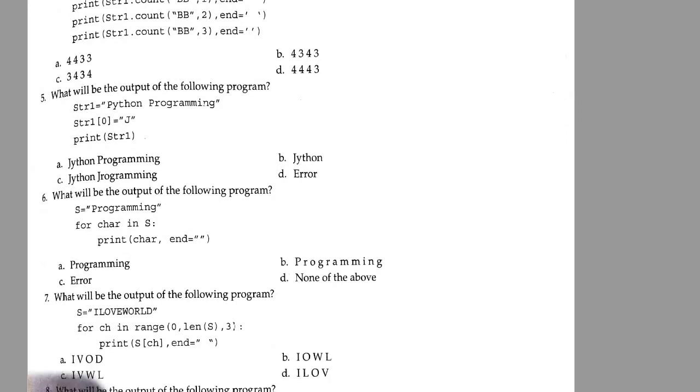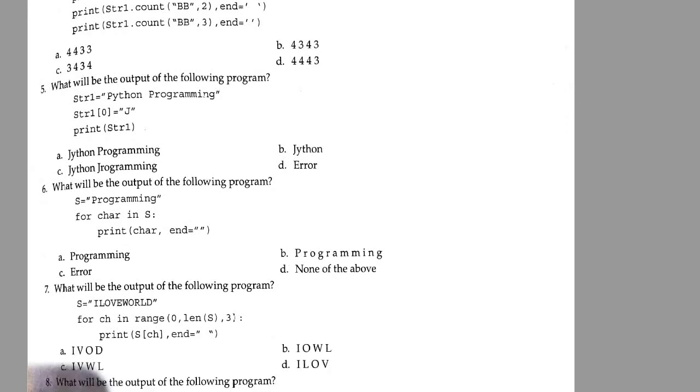What will be the output of the following program? First, string 1 is defined as Python, then string 0 we have to store as J, then print str. If you remember, in the very starting I told you that strings are an immutable data type. Okay, now you tell me the output. What will be the output?